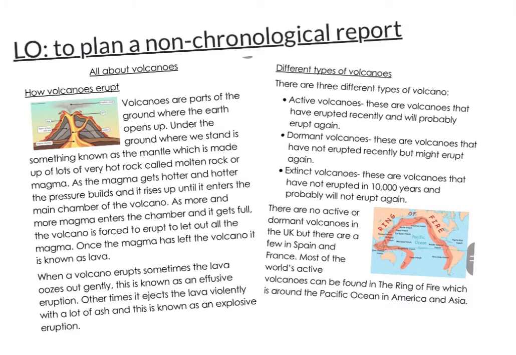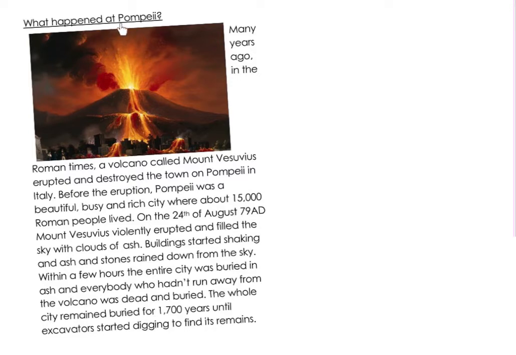And then my last subheading, I put what happened at Pompeii, and then I told the story. Many years ago, in the Roman times, a volcano called Mount Vesuvius erupted and destroyed the town of Pompeii in Italy. Before the eruption, Pompeii was a beautiful, busy and rich city where about 15,000 Roman people lived. On the 24th of August, 79 AD, Mount Vesuvius finally erupted and filled the sky with clouds of ash. Buildings started shaking and ash and stones rained down from the sky. Within a few hours, the entire city was buried in ash, and everybody who hadn't run away from the volcano was dead and buried. The whole city remained buried for 1,700 years until excavators started digging to find its remains.